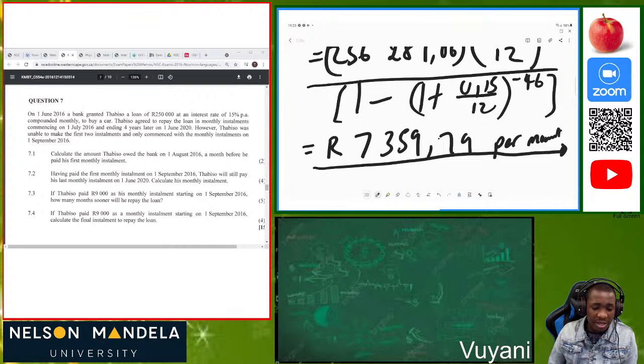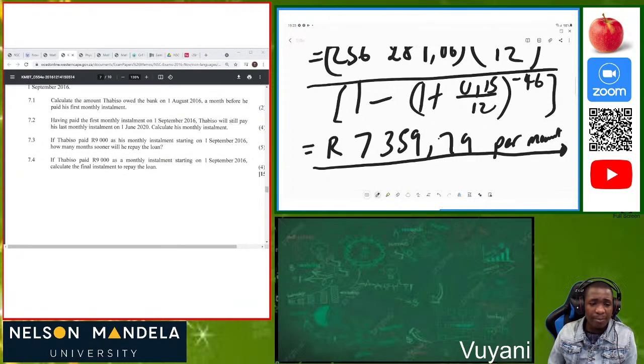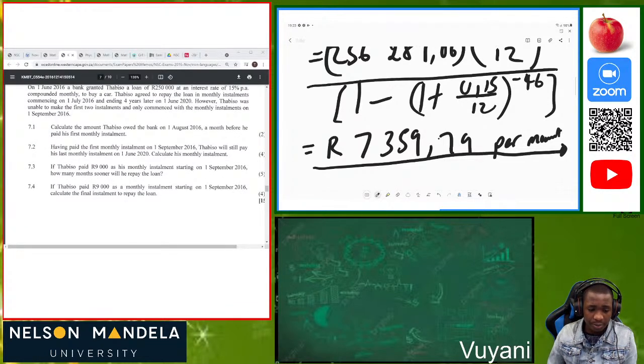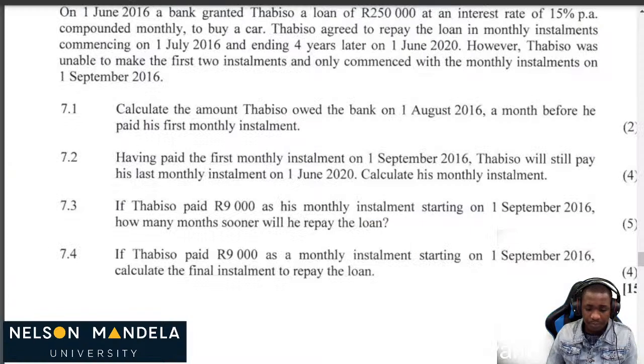Okay, now let's move on to 7.3. On 7.3, if Chabiso paid 9,000 as his monthly installment starting on the 1st of September 2016, how many months sooner will he repay the loan?